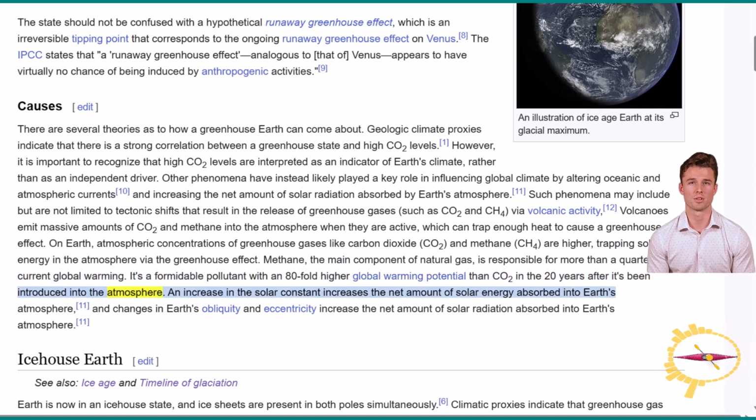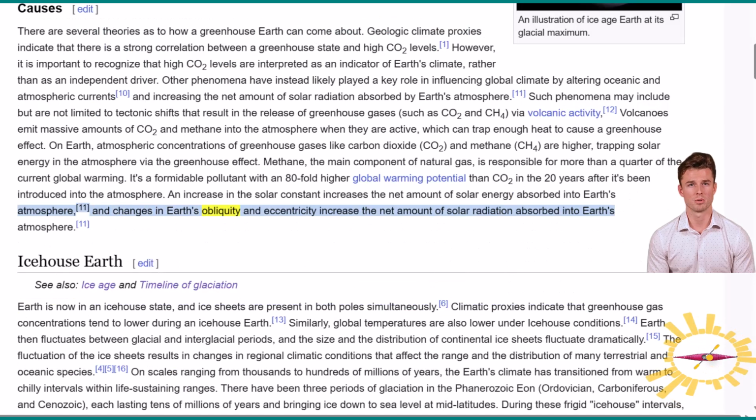An increase in the solar constant increases the net amount of solar energy absorbed into Earth's atmosphere, and changes in Earth's obliquity and eccentricity increase the net amount of solar radiation absorbed into Earth's atmosphere.